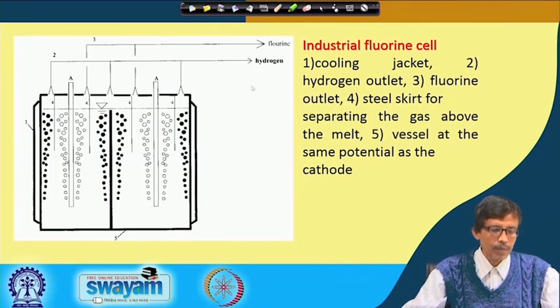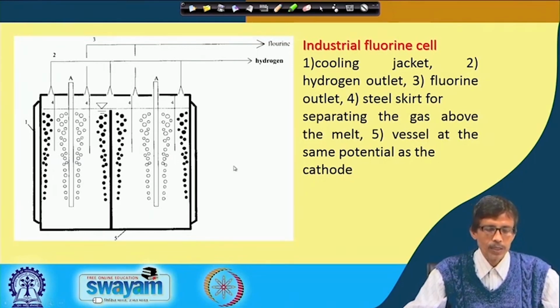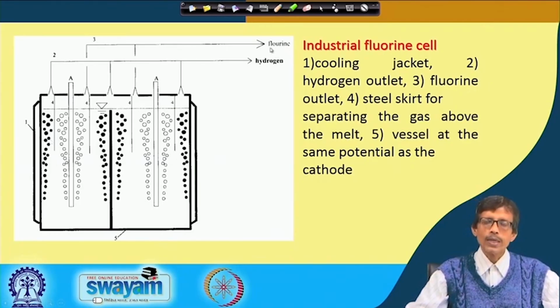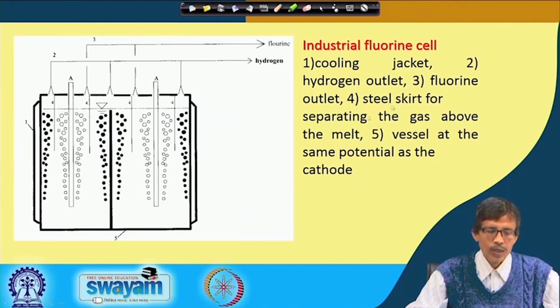So, number 1 is the cooling jacket, because you have to cool it, because sometimes during the production your temperature may rise. Then number 2 is your hydrogen outlet, from these electrodes, which are very close to your steel skirts, number 4. So, you have only 2 outlets, one for fluorine and another for hydrogen. So, you are happy that you can take out these 2 quantities we are producing through electrolysis, one from the anode and another from the cathode.